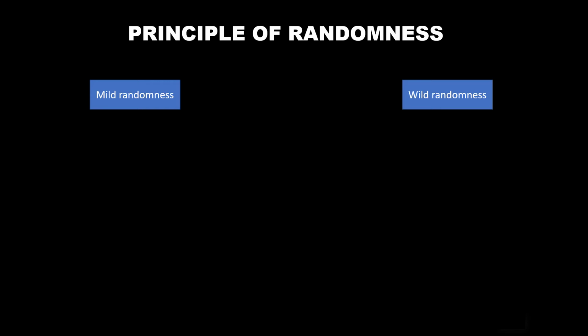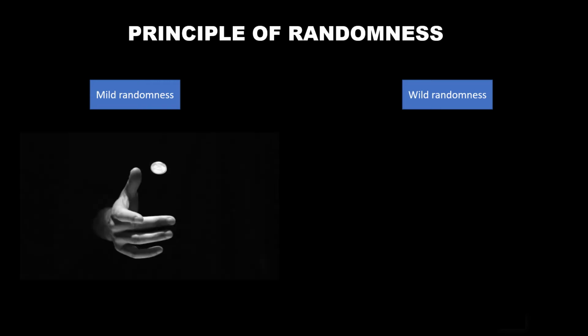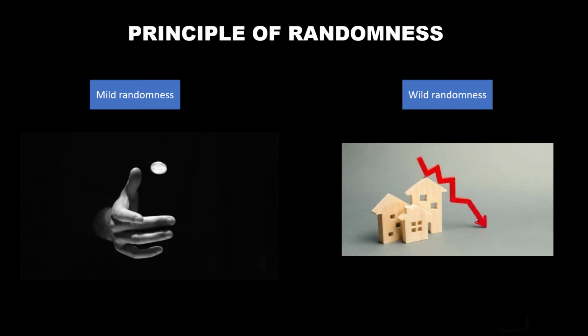These 2 types of randomness are very easy to understand. Mild randomness is unpredictable, but we can quantify it. For example, a coin toss. The probability of heads or tails is 50-50, even though we do not know if we will get heads or tails. Whereas wild randomness is the randomness that we cannot control, the one that we do not even know until it happens, such as the financial crisis of 2008 and many other examples.